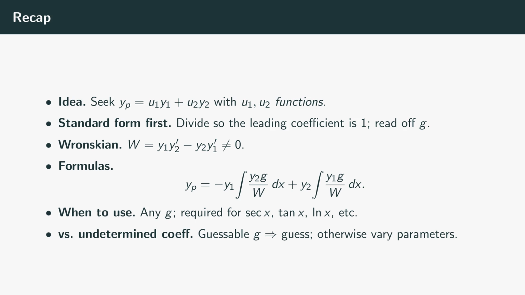The particular solution equals minus y1 times the integral of y2 times g over the Wronskian, plus y2 times the integral of y1 times g over the Wronskian. This method works for any continuous forcing term and is required whenever the forcing is something like secant x or tangent x. For the nice guessable forcing terms, undetermined coefficients is faster, so save variation of parameters for when nothing else will do. Next episode, our solving toolkit is finally complete, and we aim it at real physical systems, mechanical and electrical vibrations.